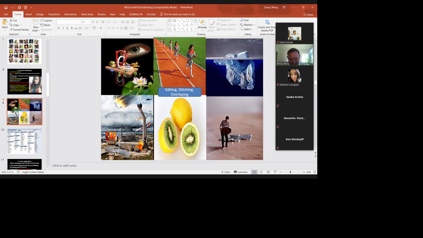How about this one? What is this? What's this image? And what's this image?